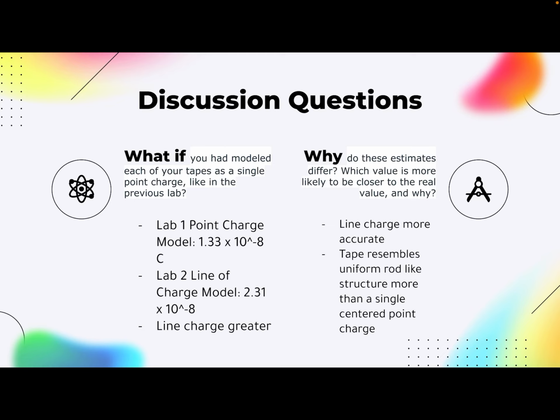Well, in this case, the line charge model would be much more accurate. This is because in real life, if you look at a piece of tape, it doesn't look like a single point charge in the center. It looks a lot more like an even, uniformly charged rod type structure. So that's why our second model is more accurate.